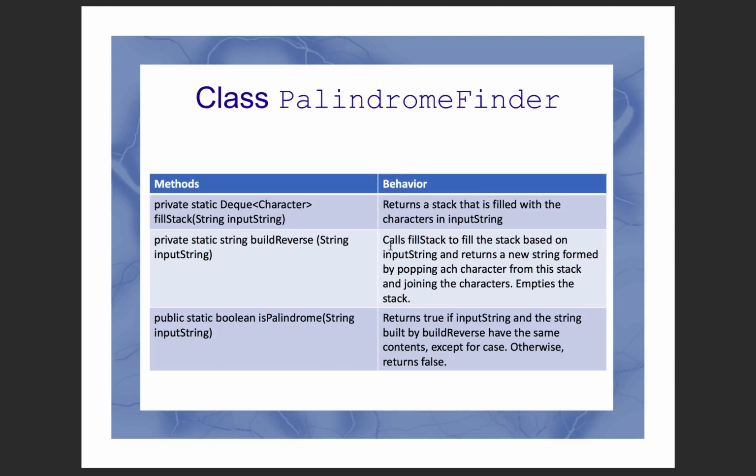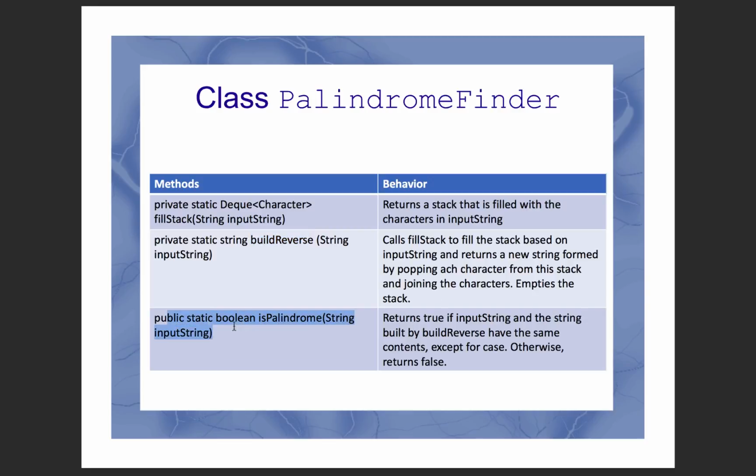These are the palindrome methods that we have seen in the terminal. The fillStack method returns a stack that is filled with the characters in the input string. We have seen that the fillStack method was used to create a stack with all the characters from the input string. Then we have seen the buildReverse method. The buildReverse method basically calls the fillStack method to fill a stack based on the input string and returns a new string formed by popping each character from the stack and joining the characters into a variable until the stack is empty.